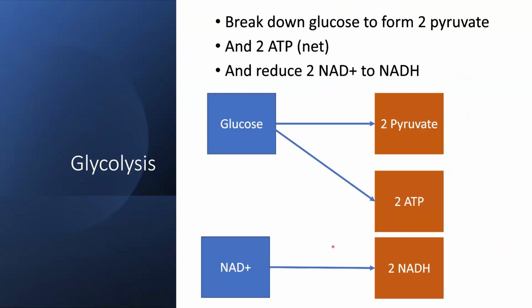As a quick summary, the important part here is that your glucose is going to go from a 6-carbon sugar to 2 3-carbon sugars that are pyruvates. It's going to produce 2 ATP, and your NAD plus is going to become NADH. It's going to be reduced to NADH.